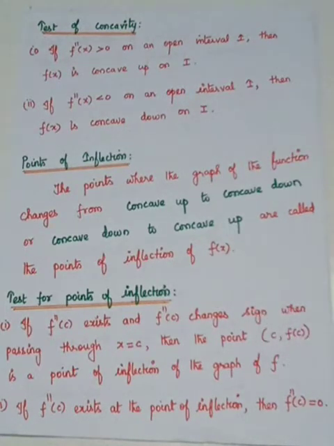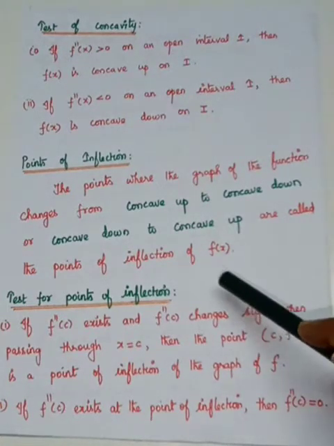So we have to collect some points. At those points, before and after that point, there is a change in the nature of the concavity or convexity. That means if you consider the point as x equal to 0, before that, within the interval, the function is, suppose, concave downward, and after x equal to 0, within that interval, the function is concave upward. So there should be a change in the nature of the concavity before and after that point. Those points are called points of inflection.